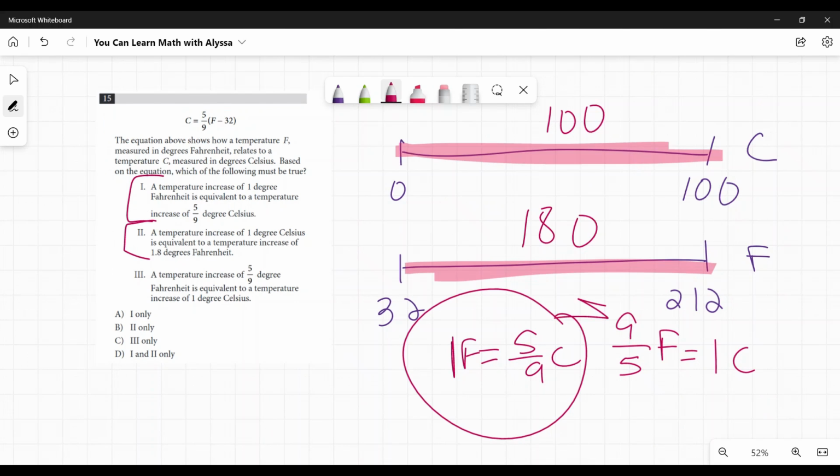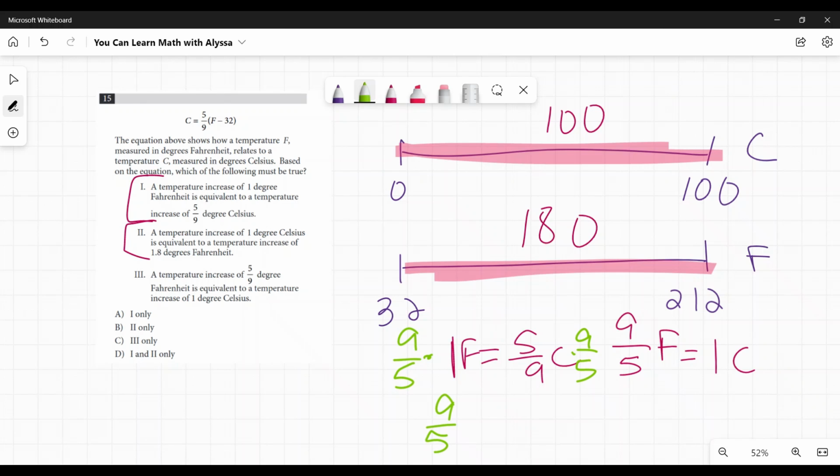All right, so how would I get from this to see if these are equivalent? Well, here I have 1 Fahrenheit and I want to get to 9/5. I need to multiply this 1 by 9/5. So if I multiply both sides here by 9/5, what happens? On the left, I get 9/5 F, or Fahrenheit. Here, 5/9 times 9/5, those fractions cancel out, and I am just left with 1 Celsius. So this is the same. 1 and 2 are saying the same exact thing. So it's starting to look like D is our best option, 1 and 2 only.